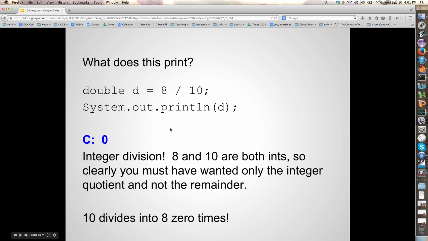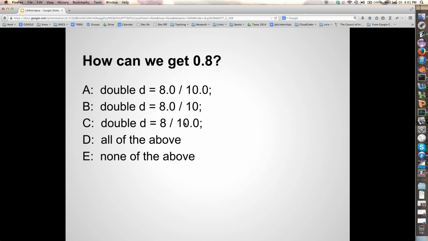This is kind of bizarre. I often joke that we now live in Bizarro world, where this makes total sense once you understand the bizarre rules of types. So how could we get 0.8? This is a little bit of guesswork here, but see what you come up with on Moodle. By the way, all the Moodle review questions, even if you get it wrong, you're still going to get credit for it. You just have to go in and do it and make sure that you understand it. So see what answer you get.